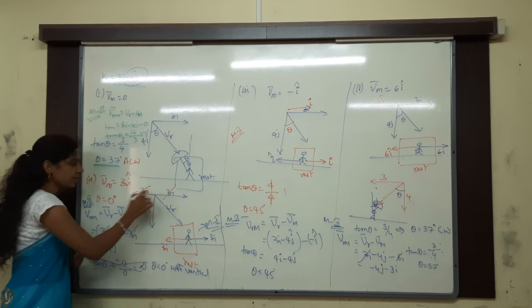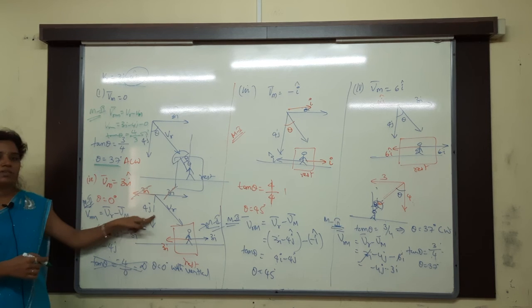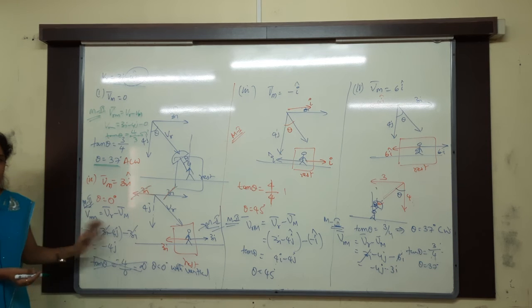Then what happens? 3i gets cancelled here. Now which velocity exists? Only vertical velocities exist. Nothing but rain is falling only vertically downward. That is the answer for that.